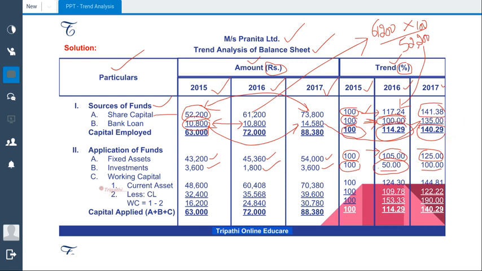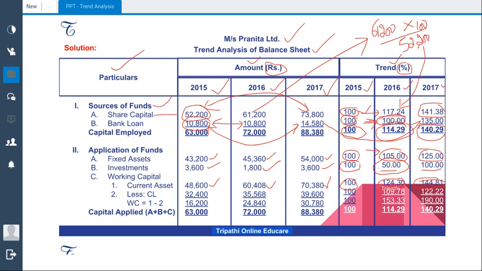Fine. Next, working capital. Current asset, if we see 48,600 first year, second year 60,408, and third year 70,380. So first year is the base year, we have taken 100%. Based on this, we came to know that second year current asset is 124%, and third year is 144.81%. So now again, the trend of current asset is increasing.